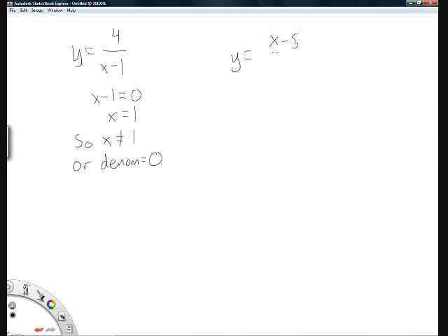So just remember that we are looking at the denominator only. The numerator can be 0, so x could be 5, but the denominator cannot be 0. So therefore, in this one here, x cannot be equal to -2.